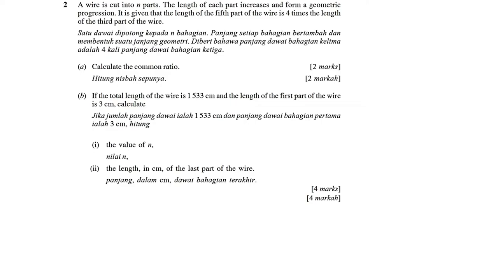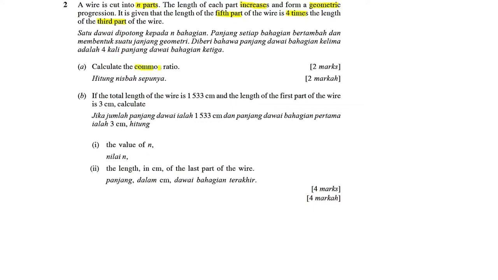Let us have a look at SPM 2013 Paper 2 questions. A wire is cut into n parts. The length of each part increases and forms a geometric progression. It is given that the length of the fifth part of the wire is 4 times the length of the third part of the wire.